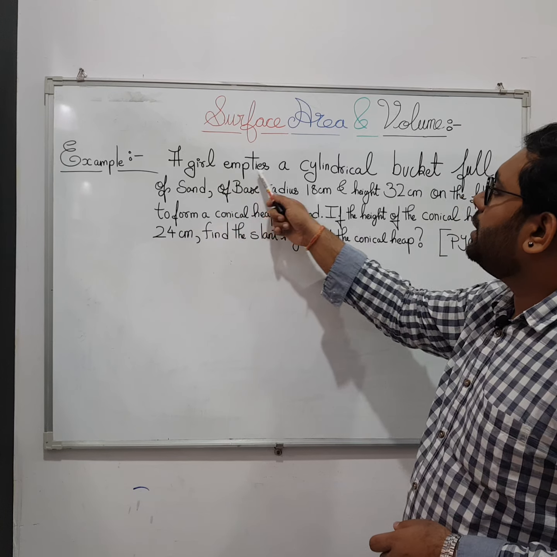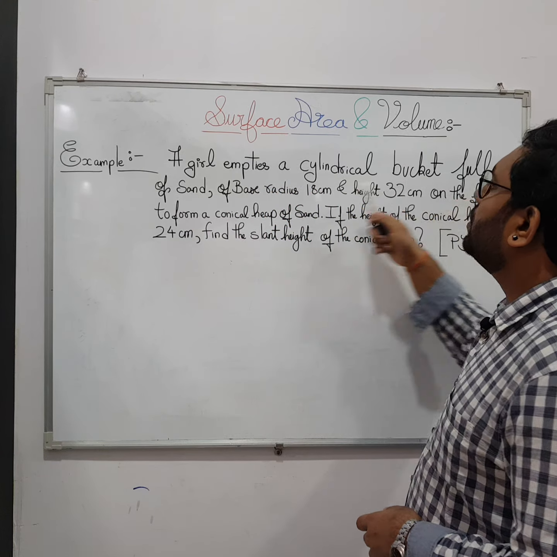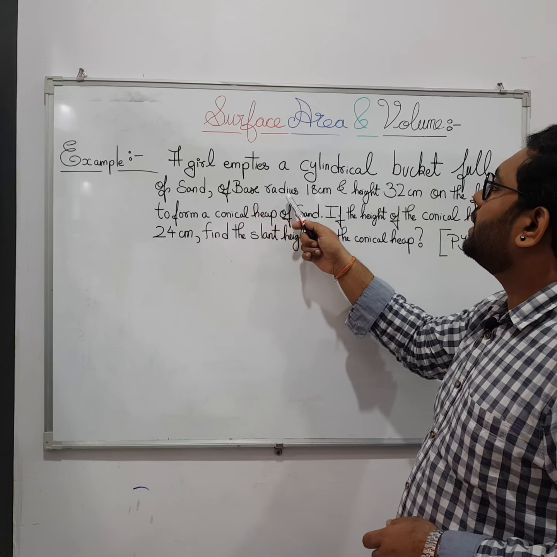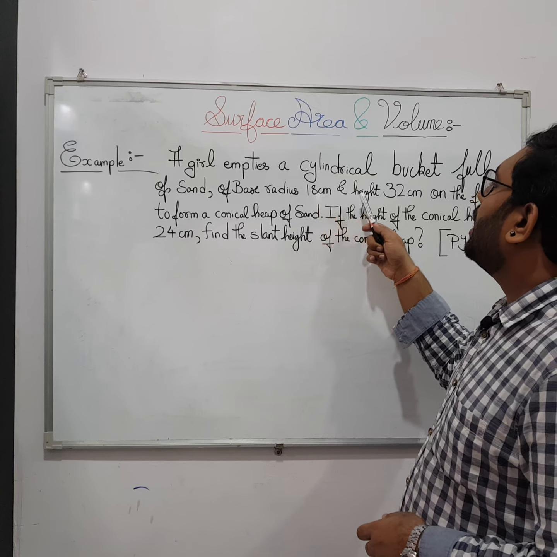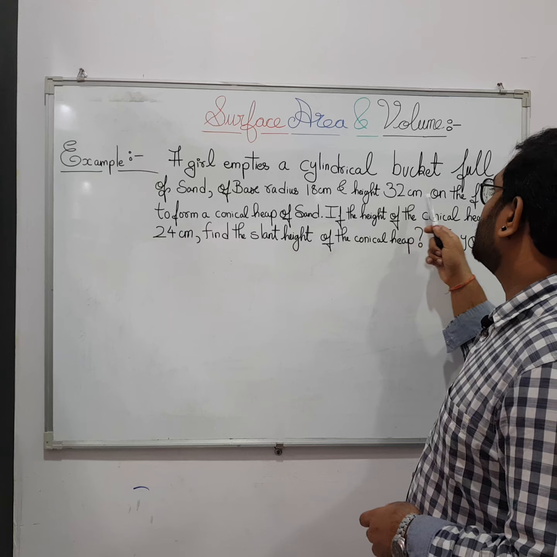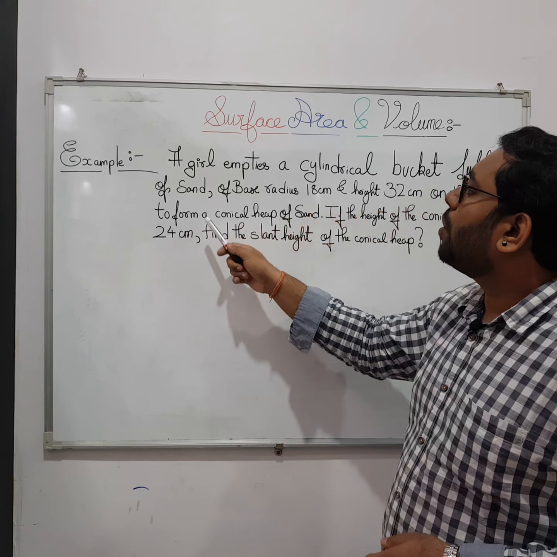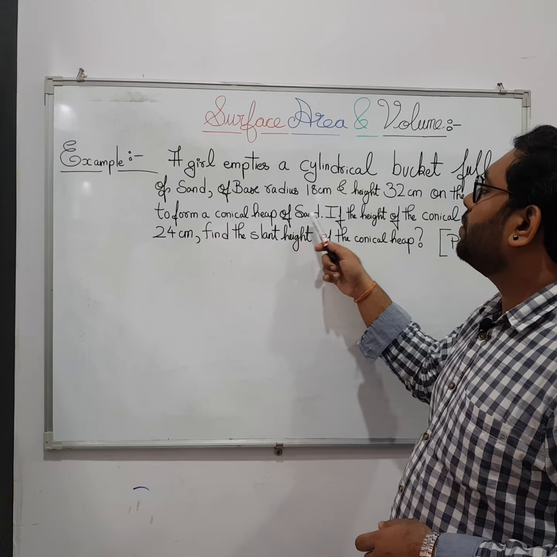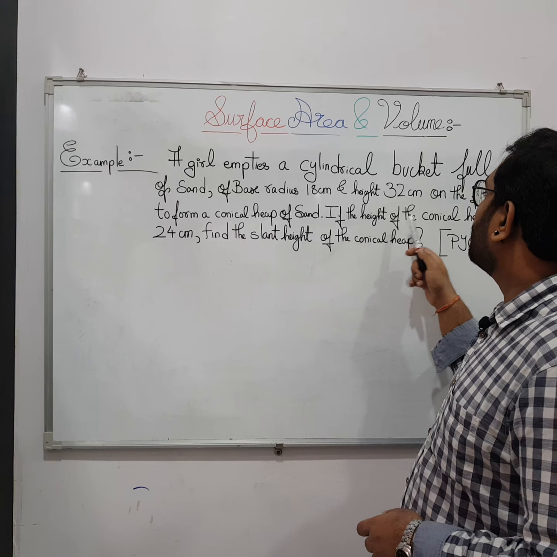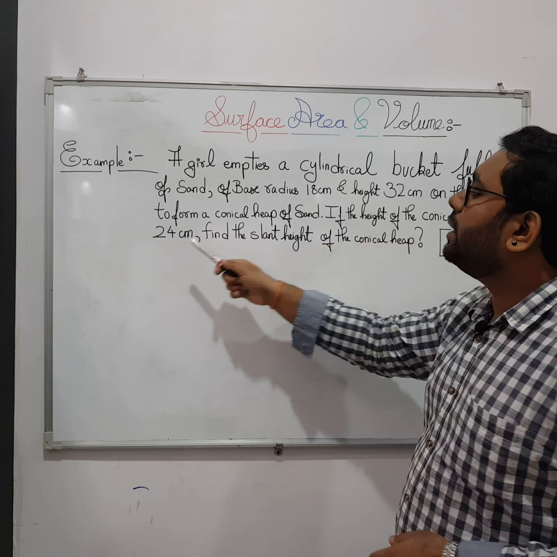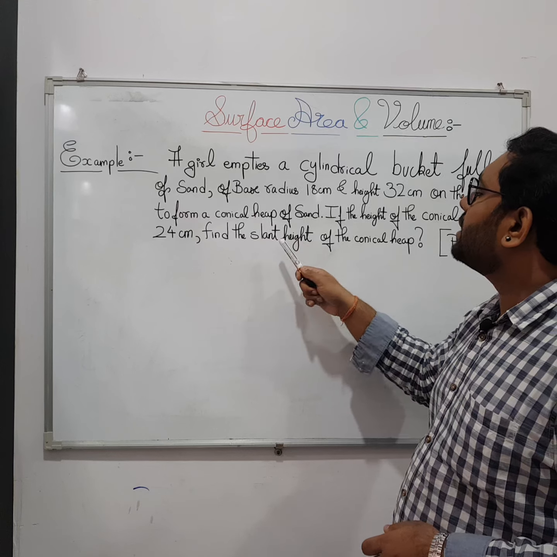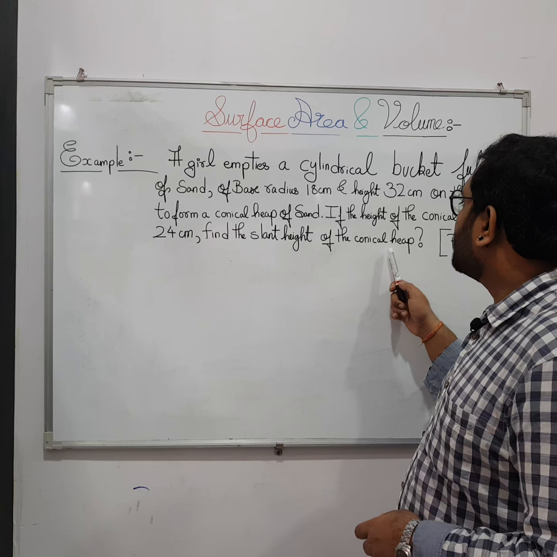A girl empties a cylindrical bucket full of sand of base radius 18 cm and height 32 cm on the floor to form a conical heap of sand. If the height of the conical heap is 24 cm, find the slant height of the conical heap.